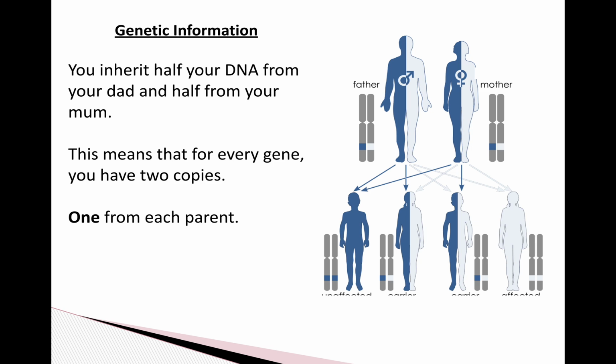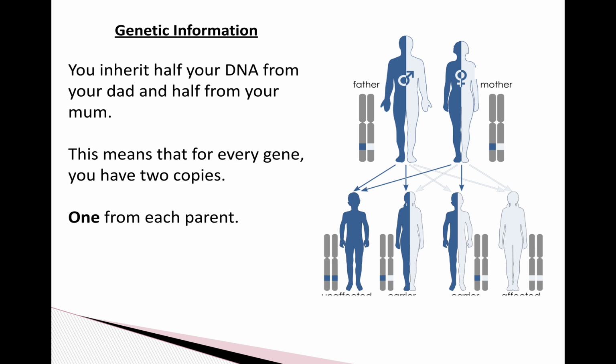If you look at the father and mother here, you get half your DNA from your dad and half from your mum. As I said, that means that for every gene you have two copies. Now look at the dad's chromosomes there. He has a blue gene and a white gene. So there's a 50-50 chance he'll either pass on the blue or the white.